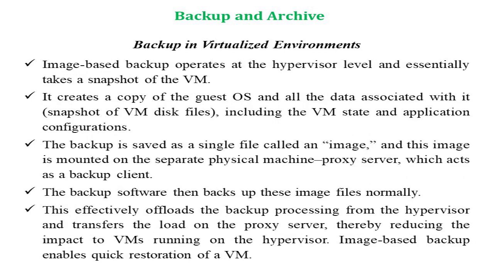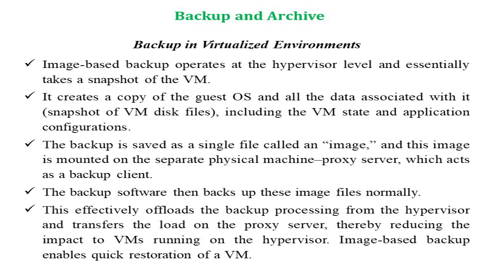Image-based backup operates at the hypervisor level and essentially takes a snapshot of the virtual machine. It creates a copy of the guest OS and all the data associated with it, including the virtual machine state and application configuration. The backup is saved as a single file called an image, and this image is mounted on a separate physical machine, the proxy server, which acts as a backup client. The backup software then backs up these image files normally.